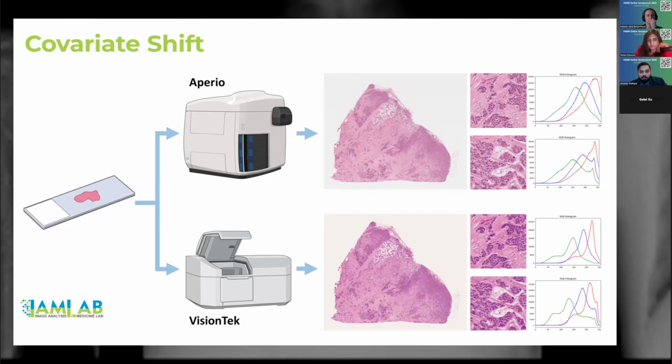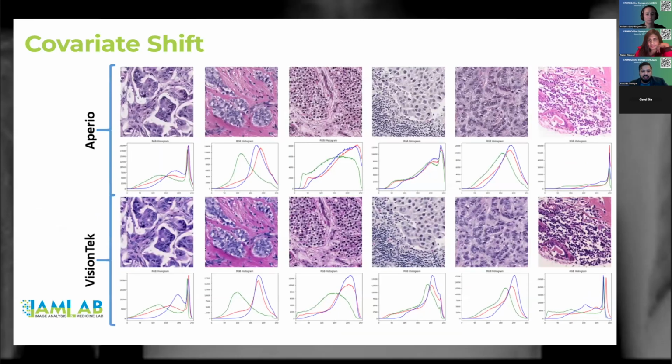But for the computers, even the slide color differentiation can make a huge difference. Even with the naked eye, we cannot see the difference, but for the computer, the models can see the huge difference. So here are some examples of patches extracted from the same spatial location for the glass slides that were scanned from two different scanners.